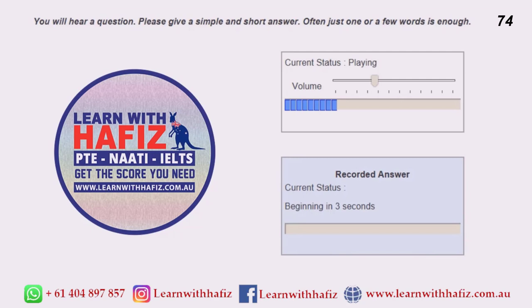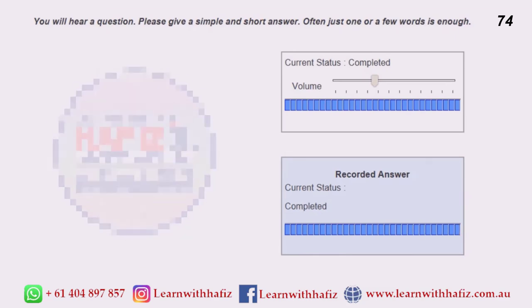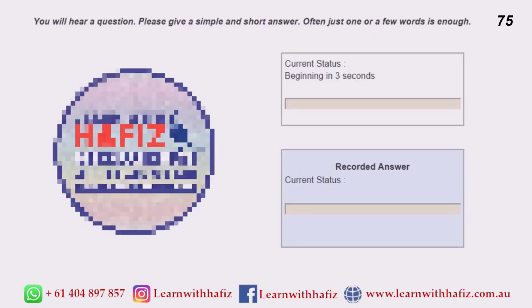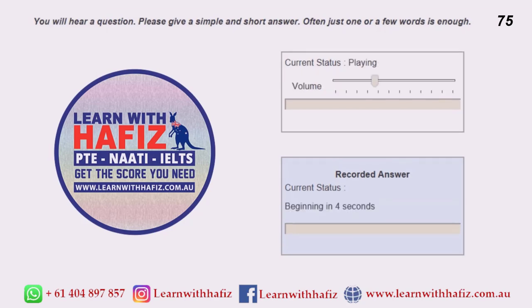If you are happy with an agreement, what would you like to put at the bottom of the contract with the date? Correct answer is. How many hemispheres does the equator divide the globe into?